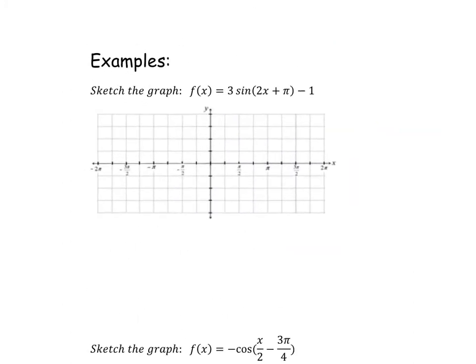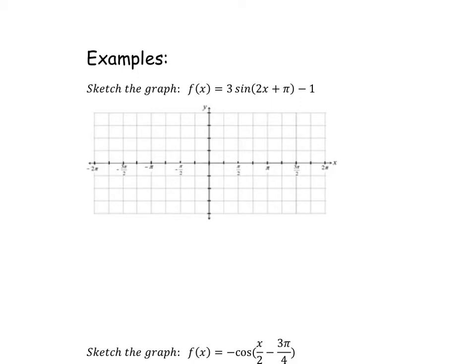Okay, so let's sketch f of x equals 3 sine of 2x minus pi. First thing that I always do is I always factor out b, and I'll show you why here in a minute. So this would be 3 sine of 2 times x plus pi over 2, minus 1. Okay, so it looks like a equals 3, b equals 2, c equals pi over 2, and d equals negative 1.